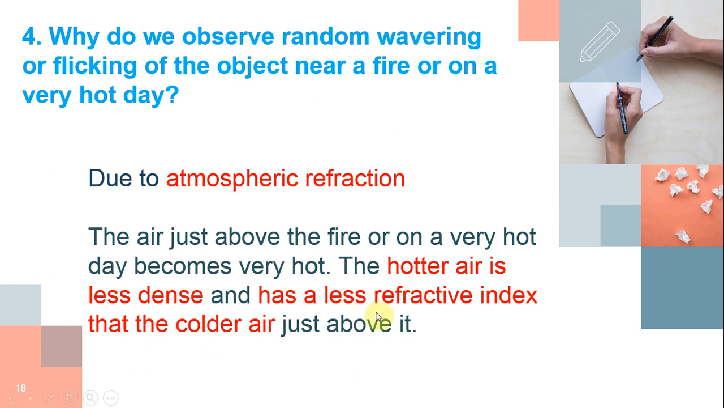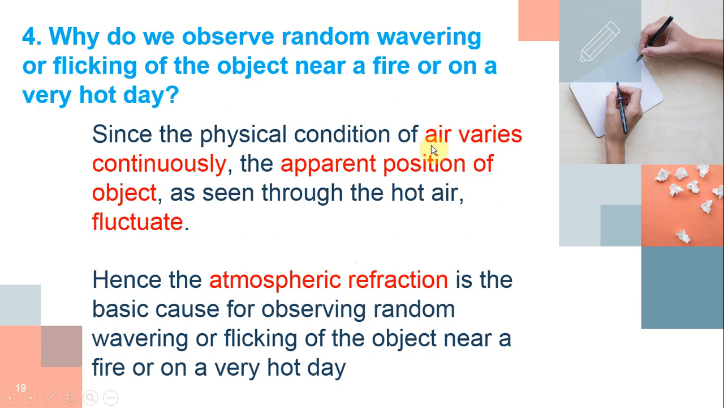Atmosphere has a different refractive index. Hotter air has a lower refractive index than colder air. Colder air comes down and hotter air goes up. Since the physical condition of air varies continuously, the apparent position of the object as seen through the hot air fluctuates. These fluctuations form the wavering or flickering of the objects. Hence, atmospheric refraction is the basic cause for observing random wavering or flickering of the object near a fire or on a very hot day.